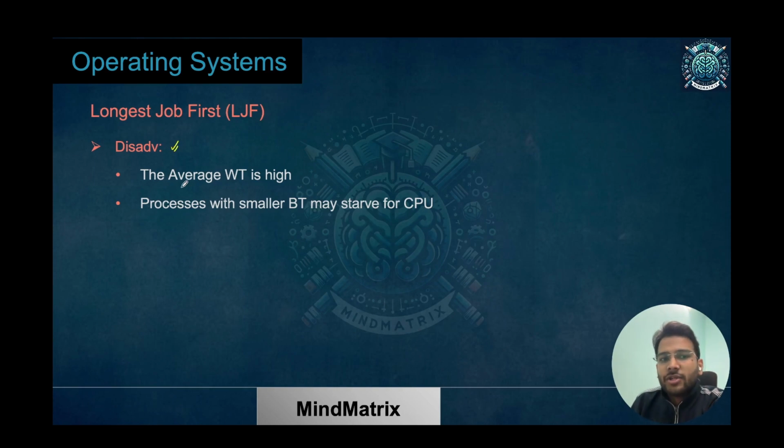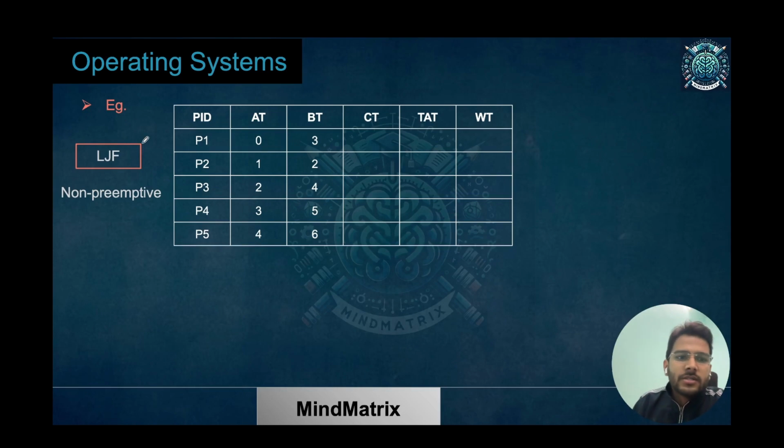So LJF has a high average waiting time in this case because we are scheduling the processes which are having the longest burst time. So the processes which are having smaller burst time have to wait, and due to that, the average waiting time goes high. Second one is processes with smaller burst time may starve for CPU. Starvation may occur in this case. Now let's see the example.